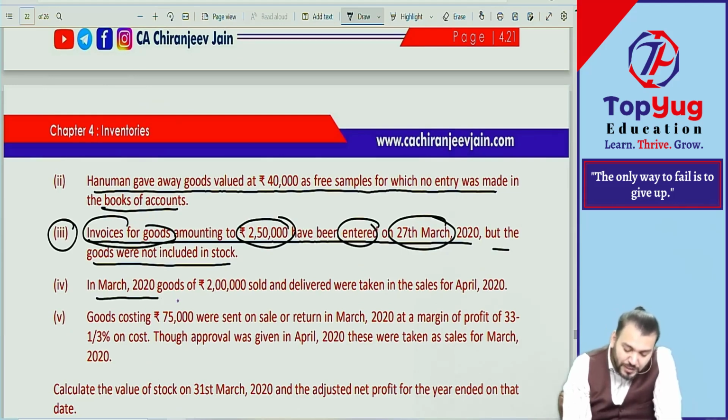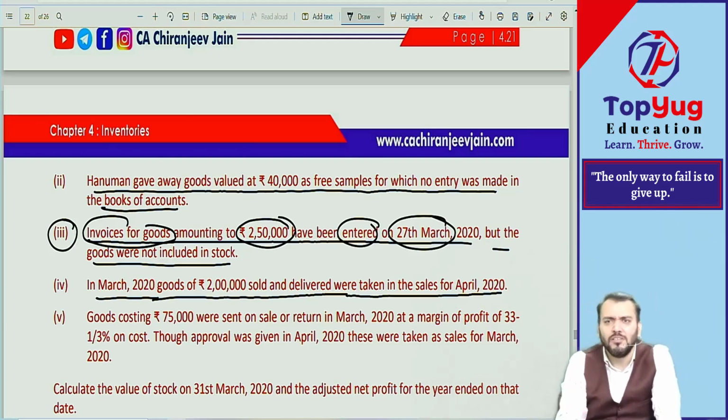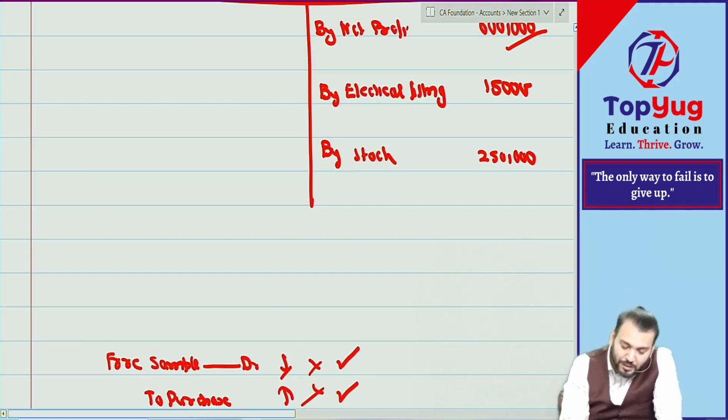In March 2020, goods of rupees 2 lakh were sold and delivered, but were taken in the sales for April 2020. Means it was sold and delivered in the current year, but taken in the sales of next year. So you need to increase debtor. What journal entry? Debtor account debit to PL adjustment account. Means sales will be of the current year now, so sales will increase and your profit will increase. So what do you write by what?